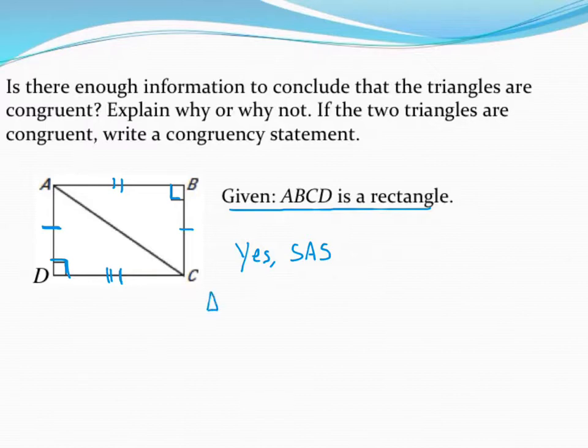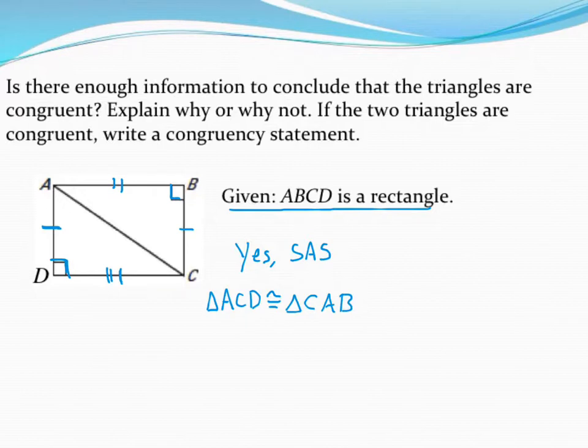For my congruency statement, I'm going to do the first one alphabetical, so ACD. I guess I'll do the bottom one, although I remember the order doesn't matter as long as it matches up correctly. So if I start with ACD, that should match up to triangle CAB.